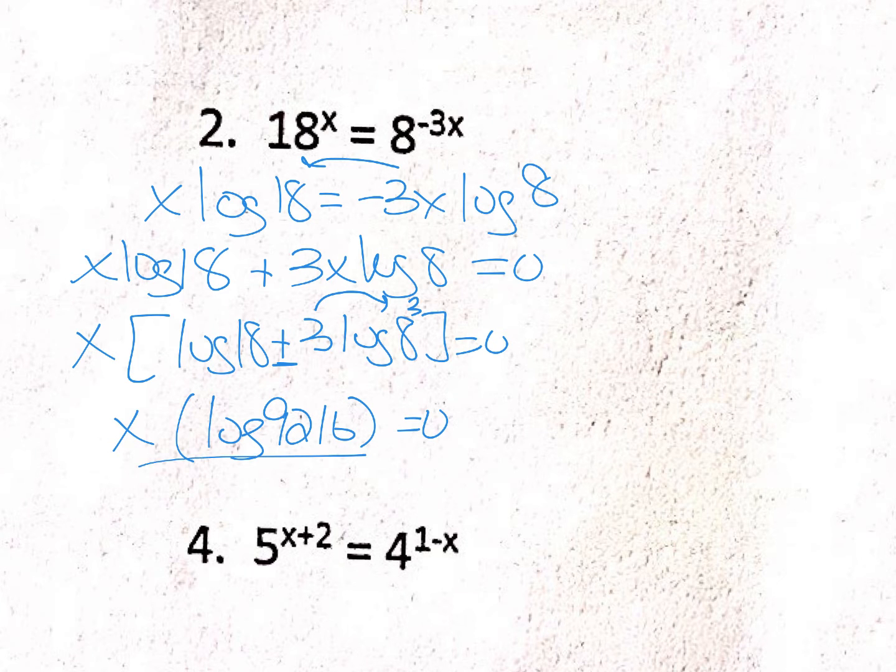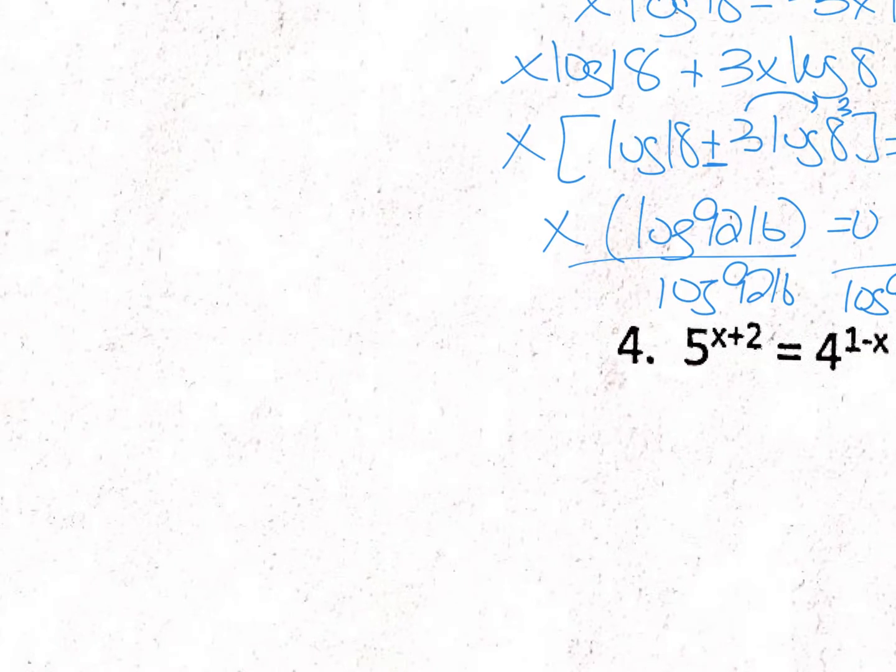Now, to solve this, I'm just going to divide by the log on both sides. And if you do 0 divided by anything, you get 0. All right, perfect.